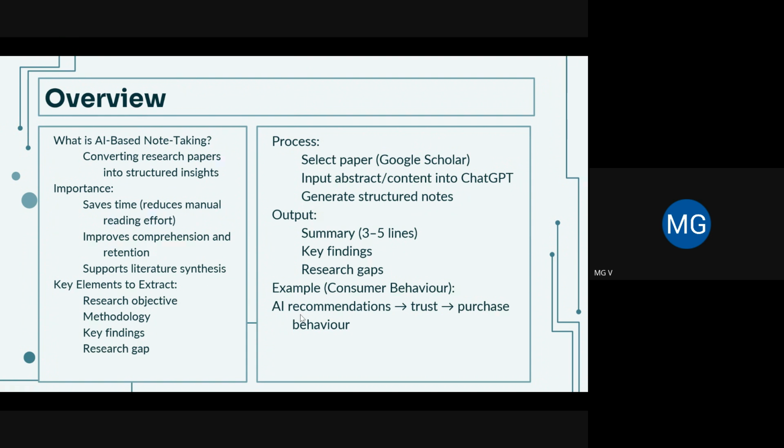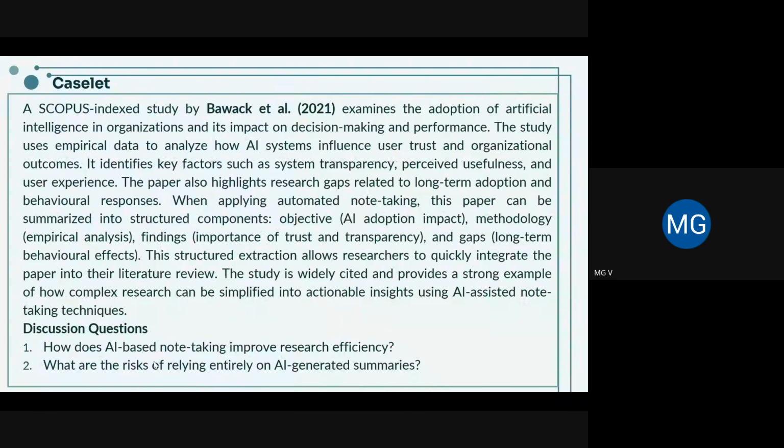For example, in consumer behavior research, multiple papers on AI driven recommendations can be quickly summarized to identify patterns related to trust and purchase intention. These structured notes can then be used to build literature reviews, conceptual frameworks, and research gaps. This step enhances both efficiency and quality in research workflows. Then we have a caselet.